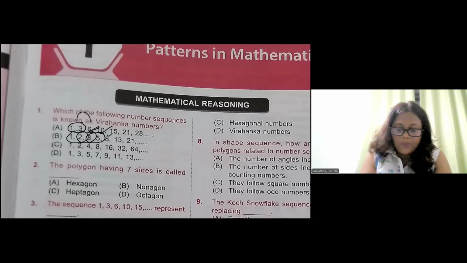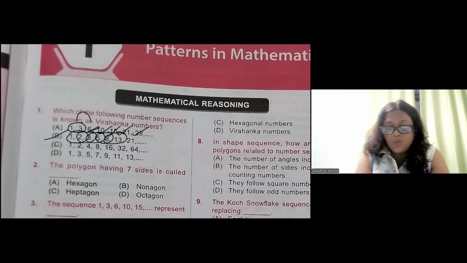So it is a right sequence. Then 5 plus 8 makes 13, so 13 is the right number. Now 8 plus 13 makes 21. So ideally option B is a Fibonacci series, which is also called Viranka numbers.